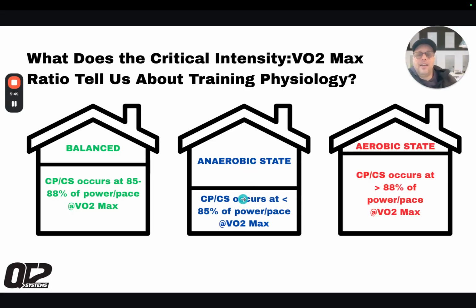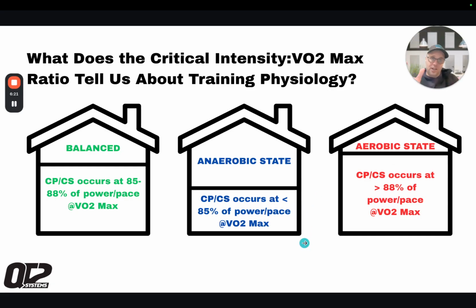When the athlete's critical power or critical speed occurs at less than 85% of power or speed at VO2 max, then that athlete has an attic space that's too large, and that athlete is in an anaerobic physiological state. And lastly, when an athlete's critical power or critical speed occurs at greater than 88% of power or speed at VO2 max, then that athlete is in an aerobic physiological state, and they have an attic space that would be like a crawl space, so to speak.